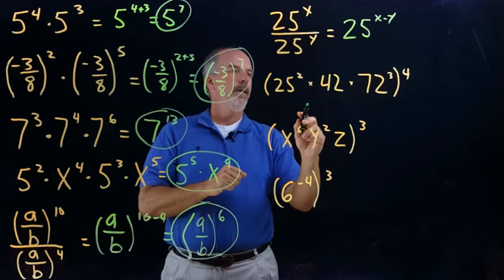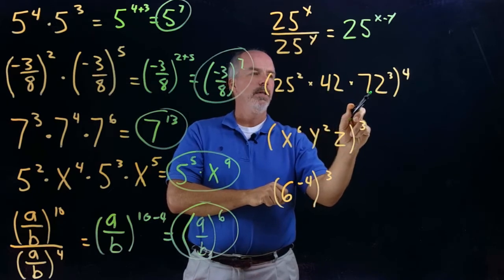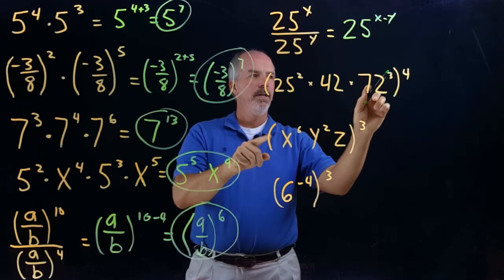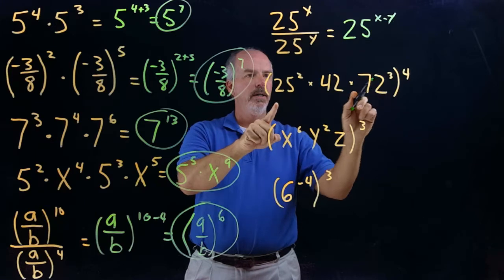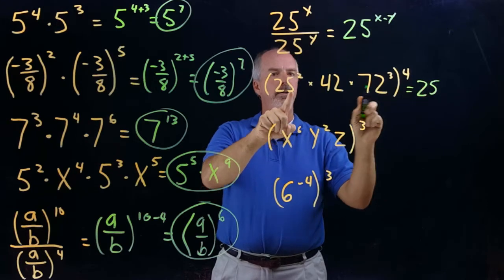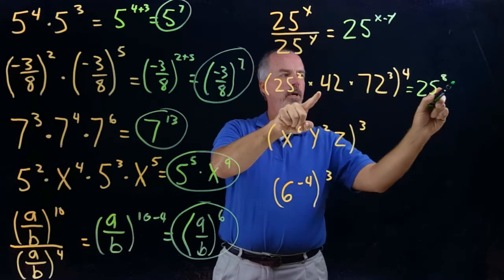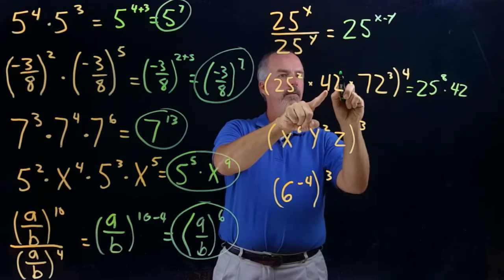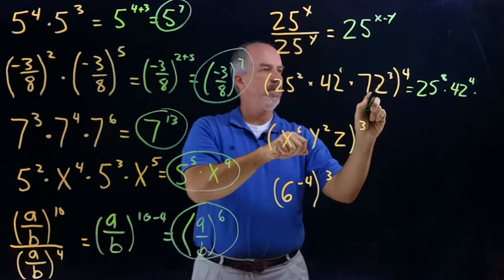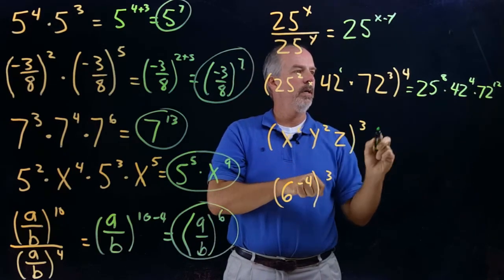Okay? Here we have 25 to the 2nd times 42 times 72 to the 3rd, all to the 4th power. So we have a power to a power, and we have 3 factors. So we have to apply this power to all 3 parts. So this is going to equal 25 to the 2 times 4, which is the 8, times 42 to the 1st power. So it's 1 times 4 is 4, times 72 to the 3 times 4, so 72 to the 12th power. And that's our answer there.